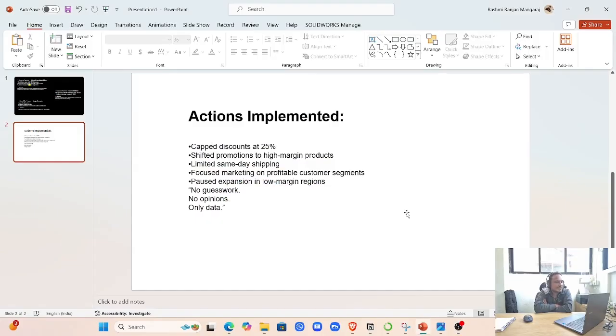Here is what the company did next, purely based on margin insights. Cap discounts at 25%, shifted promotions to high-margin products, limited same-day shipping, focused marketing on profitable customer segments, and paused expansion in low-margin regions. Here, there was no guesswork and no opinions; the decisions were made based only on data.